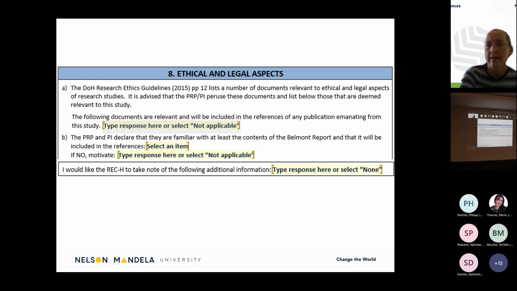And then the last one is, I would like RecH to take note of the following information. Type response here or select none. Most of the proposals will have a none here, but it's a very useful place if you want to declare anything else, or if there's any exception to your study that you could not include anywhere else. This is the place where I usually type my few words or my few sentences.